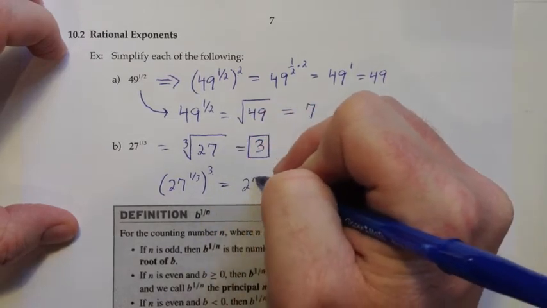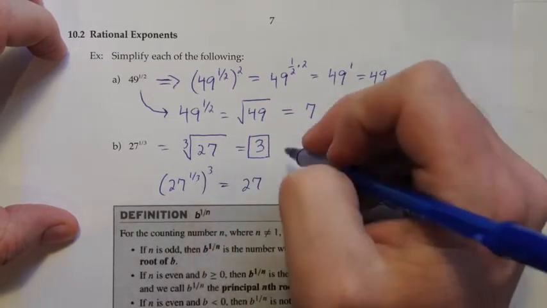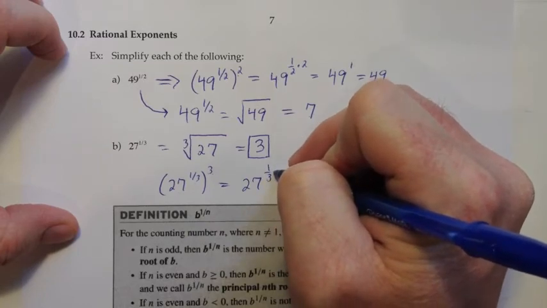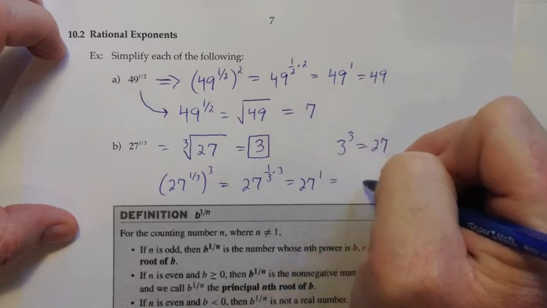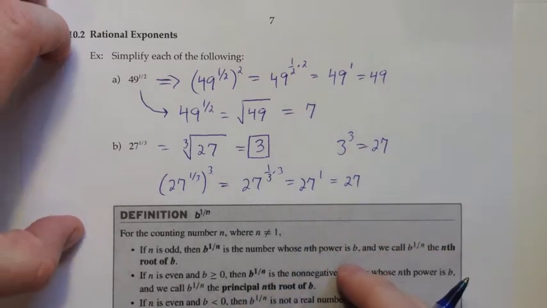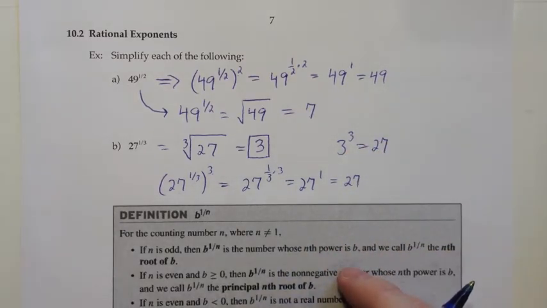So if I raise it to the 3rd, I have a power to a power, so I'd multiply 1/3 times the 3. The 3's would cancel, and I'd just get 27 to the 1st, or 27. So it does look like that's checking out. It might still be a little confusing at the beginning, but we'll keep practicing this to get used to it.